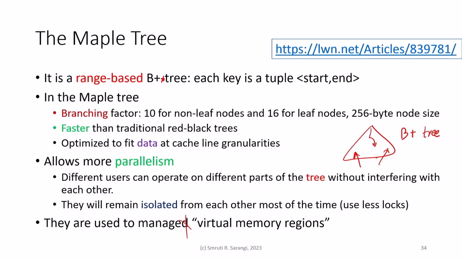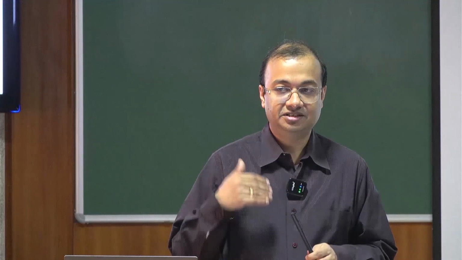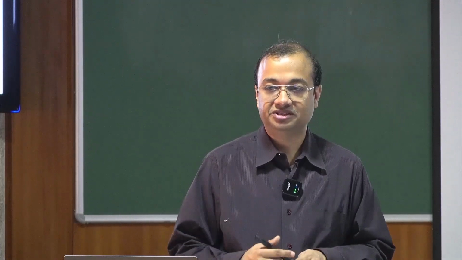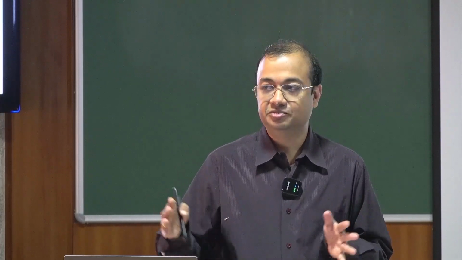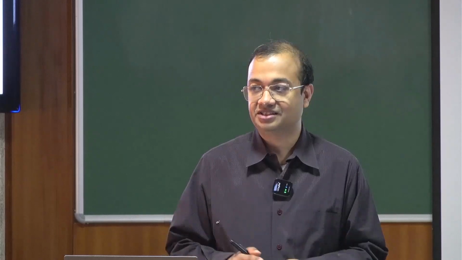But this is a broad idea of the maple tree in Linux, which is that it is a B plus tree with hardwired branching factors, which allows a lot of parallel access and cache line alignment, or fitting everything to a single cache line. This is observed religiously.